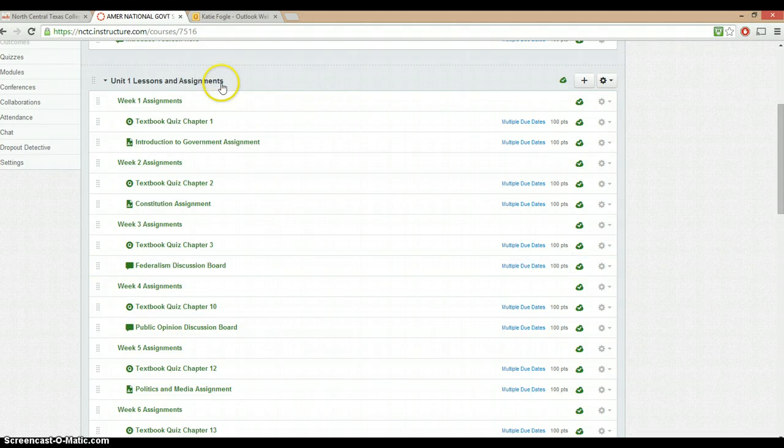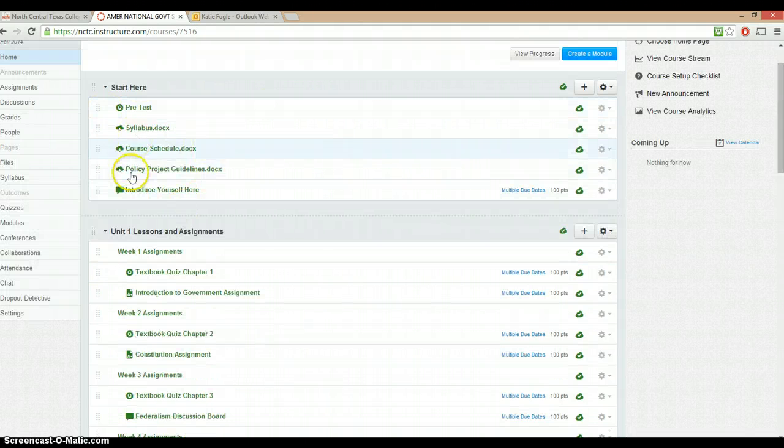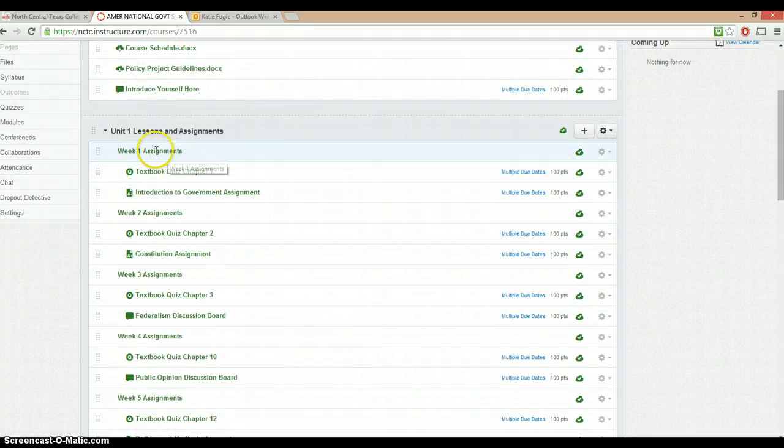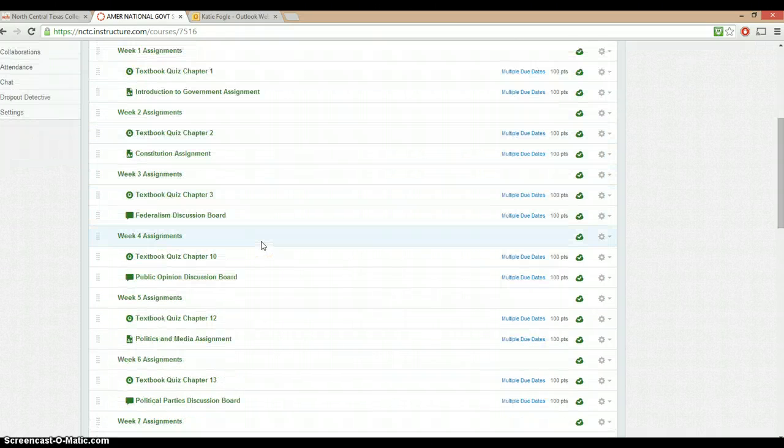After you've done your pre-test, you've read your course documents, and you've introduced yourselves, you're going to come on down to Unit 1. And you'll notice that you have week 1 assignments. So this is where you'll find your textbook quizzes and your assignments. Your textbook quiz for Chapter 1 is here, and then your Intro to Government assignment that covers Chapter 1 is here as well. As we go through the semester, you will complete each of these assignments.